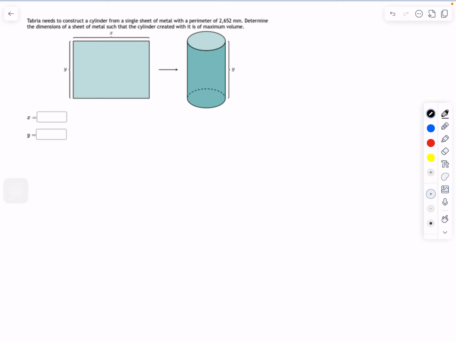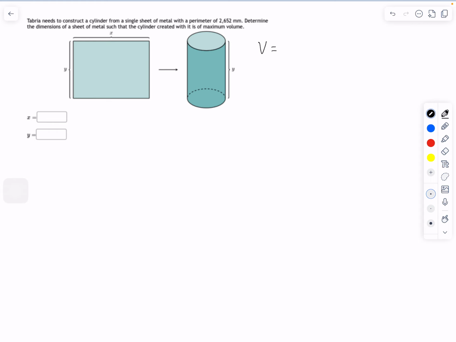Tabria needs to construct a cylinder from a single sheet of metal with a perimeter of 2,652 millimeters. Determine the dimensions of a sheet of metal such that the cylinder created with it is of a maximum volume. Okay, so we're going to maximize our volume equation. So let's go ahead and write down our volume equation.